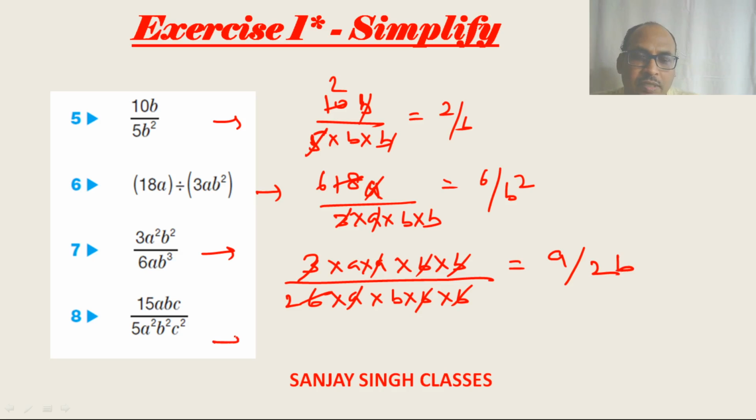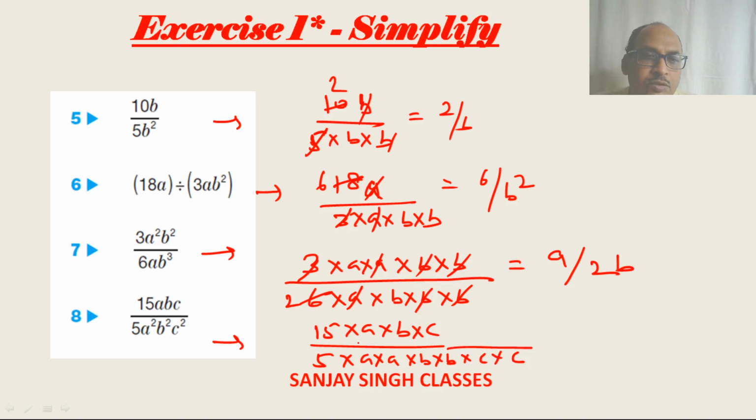Now this one, question number 8. So 15 into A into B into C. Okay. Then 5 into A into B into B into C into C. So 1 A will get cancelled, 1 B will get cancelled, 1 C will get cancelled, and 5 3s are 15. So it will be giving us as 3 by A, B, C. Okay, right.